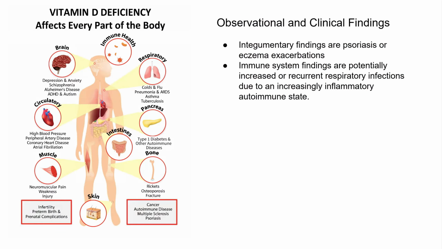As far as clinical exam goes, in the integumentary system, findings would be exacerbations of psoriasis and eczema. Immune system findings are potentially increased or recurrent respiratory infections due to an increased inflammatory autoimmune state.